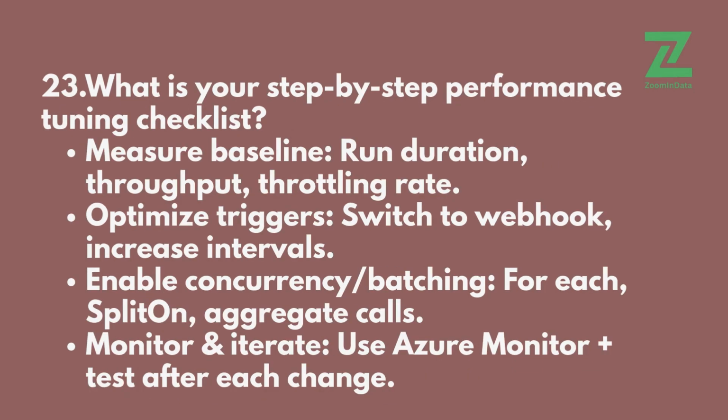What is your step-by-step performance tuning checklist? Measure baseline: run duration, throughput, throttling rate. Optimize triggers. Switch to webhook, increase intervals. Enable concurrency, batching, for each, split on, aggregate calls. Monitor and iterate. Use Azure Monitor plus test after each change.